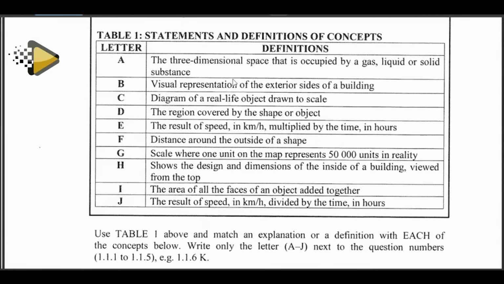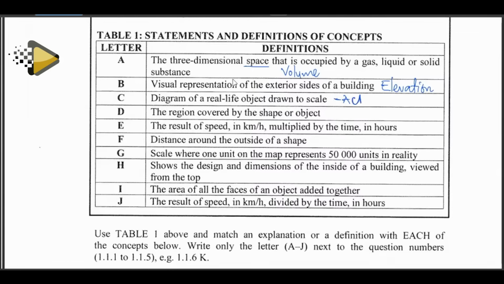Here we have a 3-dimension space that is occupied by a gas, liquid, or solid. This has to be what? Volume. Space inside. Okay, then a virtual representation of the exterior sides of a building. This is called an elevation. And a diagram of a real life object drawn to scale.